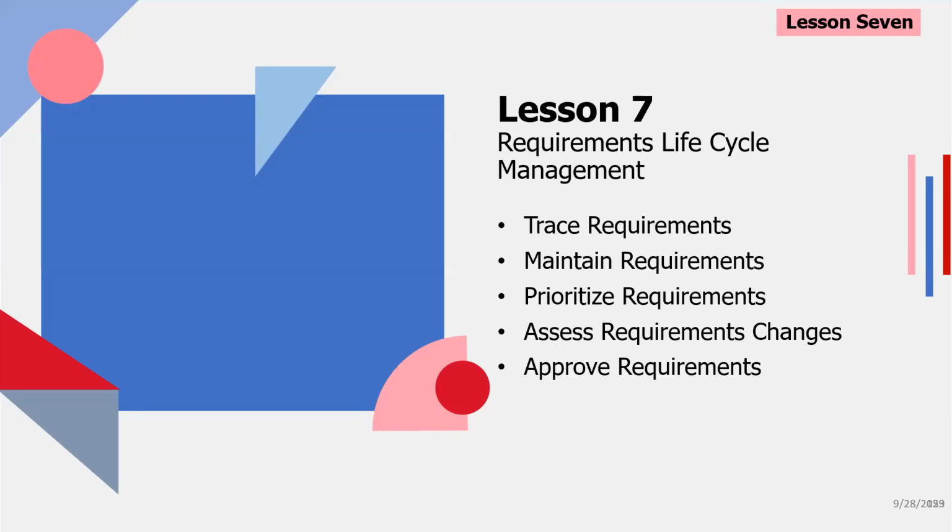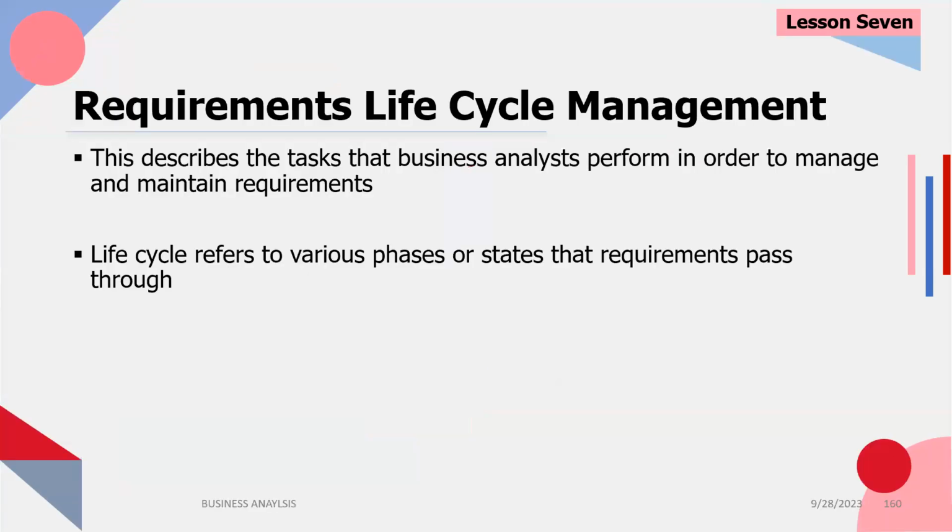Okay, so today we're going to talk about tracing your requirements, maintaining them, prioritizing them, assessing any changes to requirements, and then getting the requirements approved. Okay, so again, the life cycle basically talks about what you, the BA, need to do through the lifetime of that requirement. That's what we're saying here.